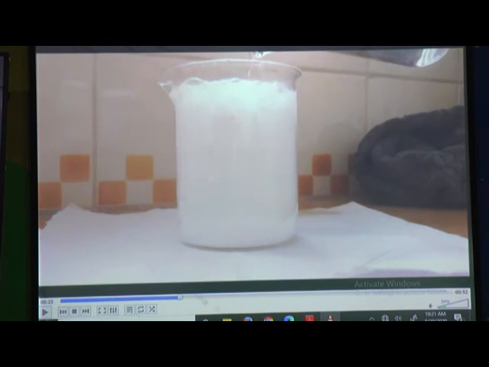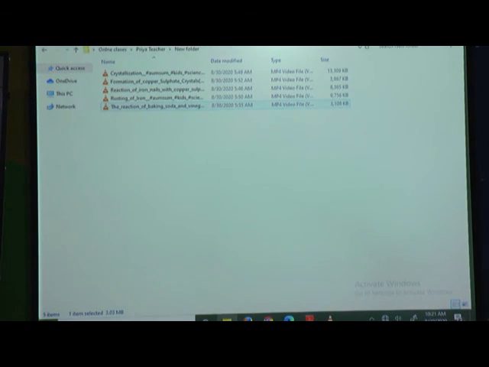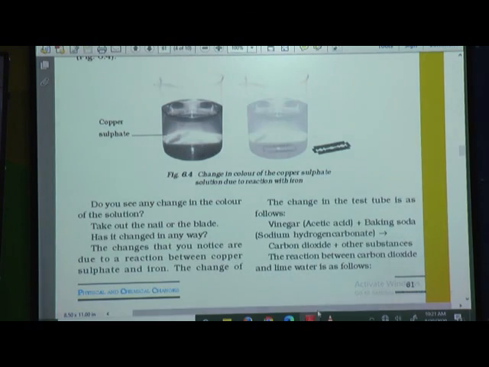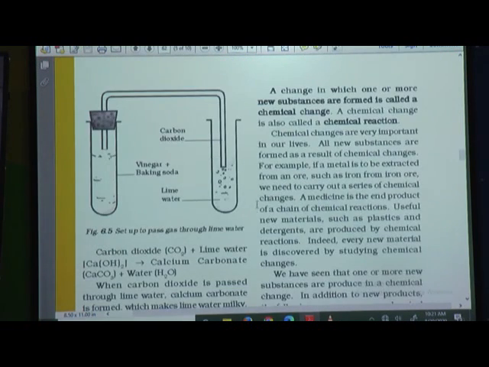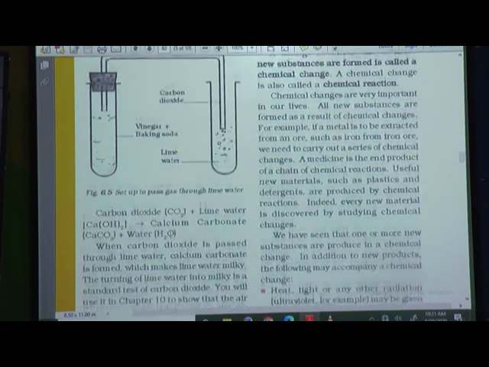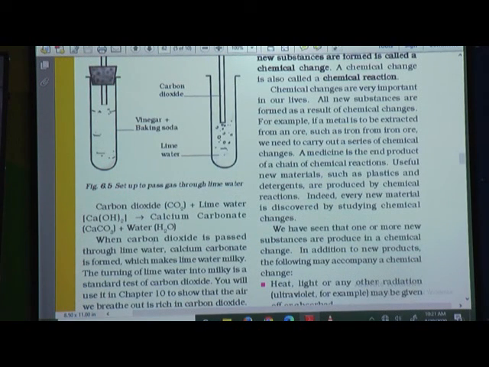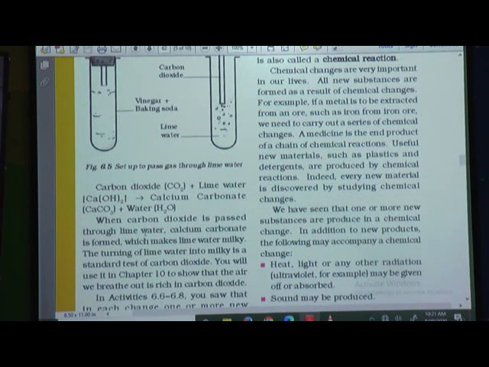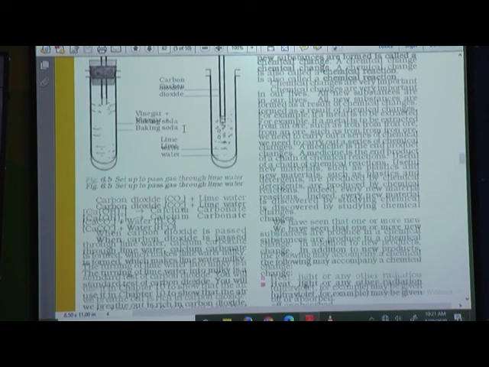So in this activity, one more reaction is given here. See, carbon dioxide plus lime water gives calcium carbonate plus water. When we add carbon dioxide into lime water, that reaction gives us calcium carbonate, and water is also released in this reaction. So this reaction is also given in this activity. This is an example of chemical change again.